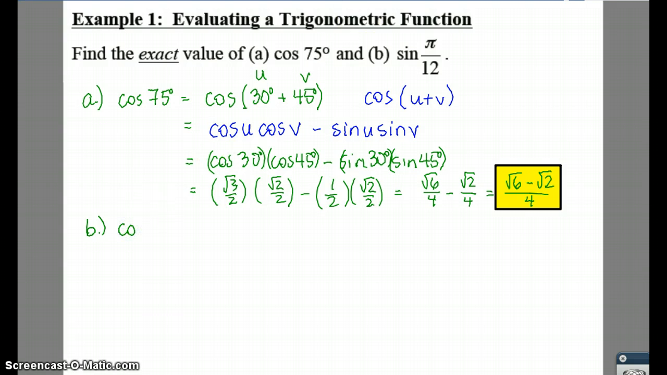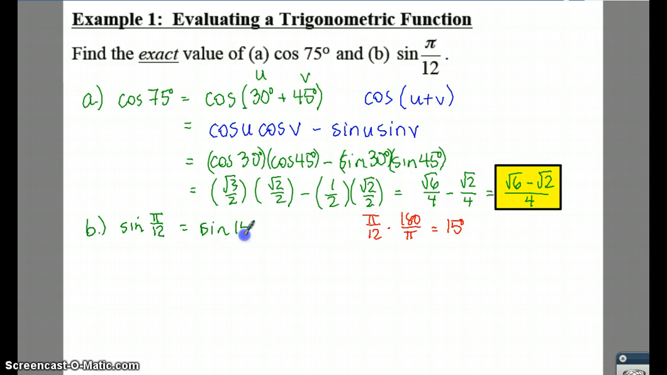Now b is not as nice and pretty because we have it in terms of, oops, not a cosine. We have it in terms of pi. So we have a pi over 12. So the sine of pi over 12. Well, pi over 12, if you multiply this by 180 over pi, you're going to find out that you get just 15 degrees. So this is the same thing as saying the sine of 15 degrees.